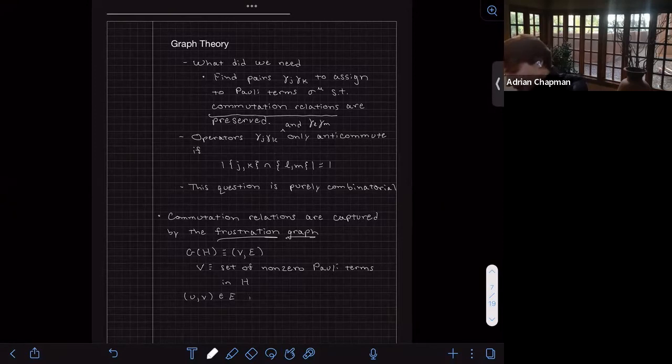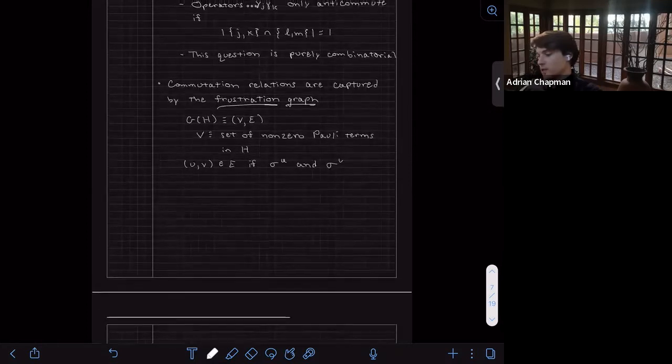if sigma U and sigma V anti-commute. So this captures the network of anti-commutation relations between terms in the Hamiltonian. And we can just look at a quick example.